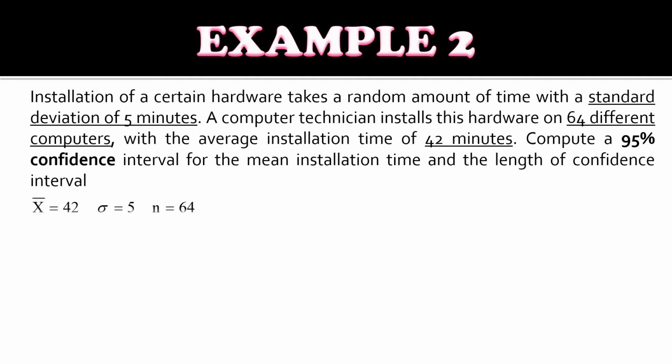So we have the given: the sample mean is 42, the standard deviation is 5, n is 64, and the confidence level is 95%, which is equivalent to 1.96. So we'll be using the formula for the estimation. So just substitute the values.